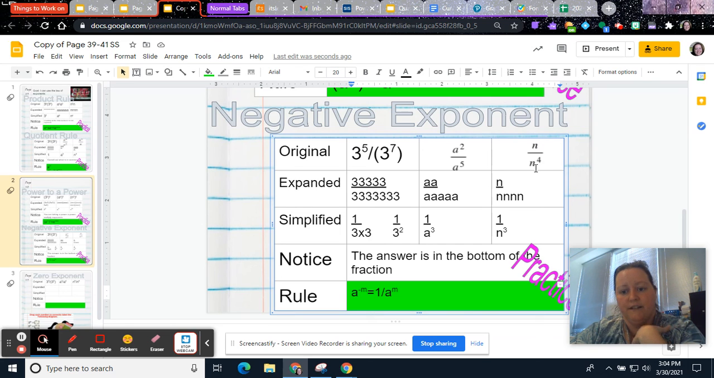n over n to the fourth, when you subtract, 1 minus 4 is a negative 3. n to the negative third means you put it at the bottom of the fraction. So click practice here and do that before moving on to the last page.